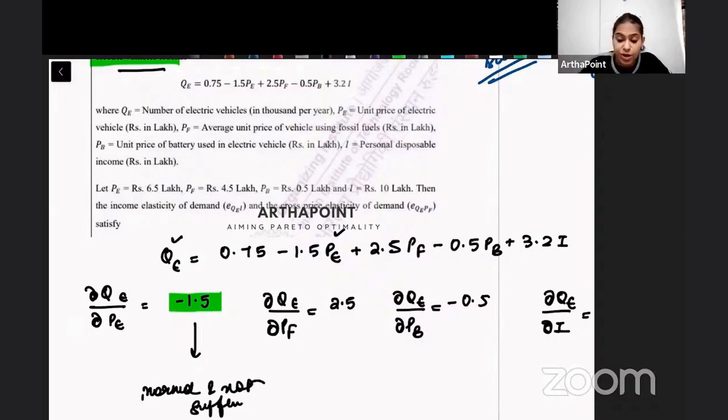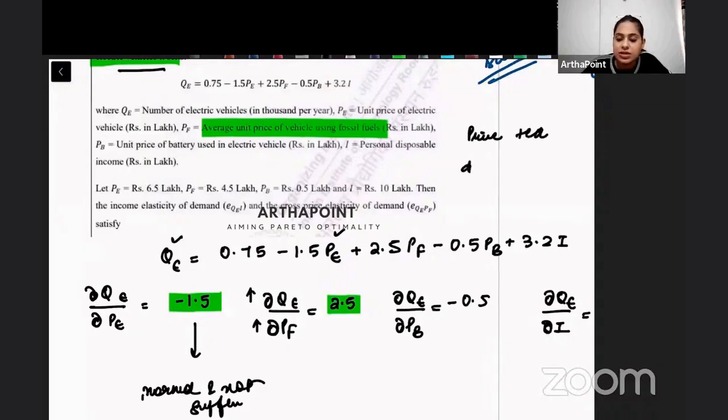Then I see that this cross-price term is coming positive. When the price of one commodity, not elasticity, just differentiation, increases, what is F? This is the average unit price of a vehicle using fossil fuel. So when this increases, the demand for electric vehicles increases. Just think about this: when the price of tea increases, the demand for coffee increases. What are these goods? They are substitute goods. That means E and F are substitute goods.